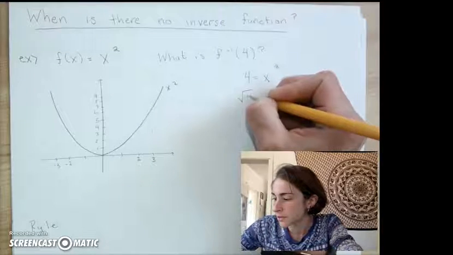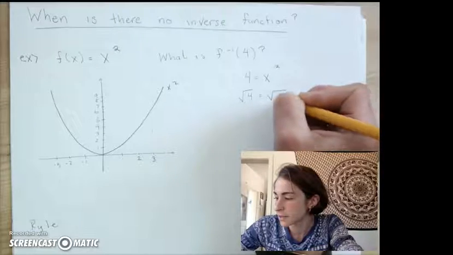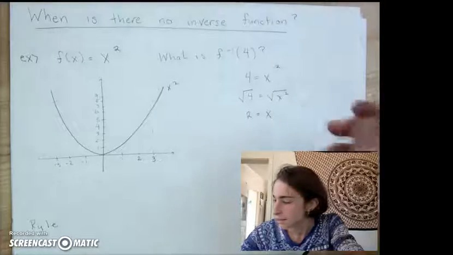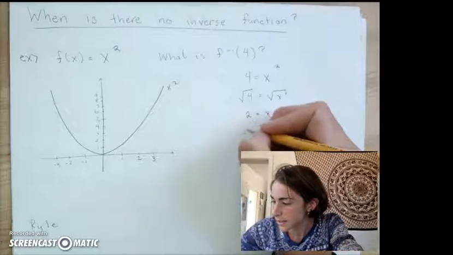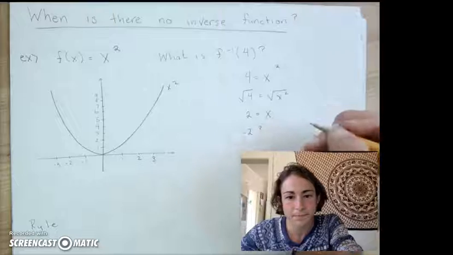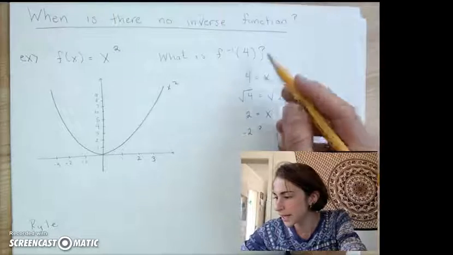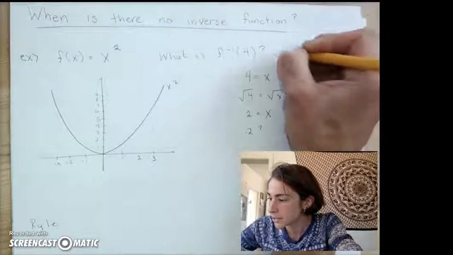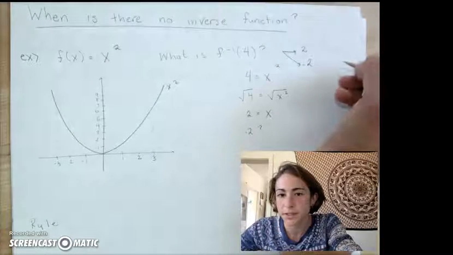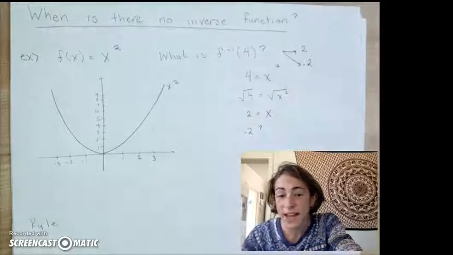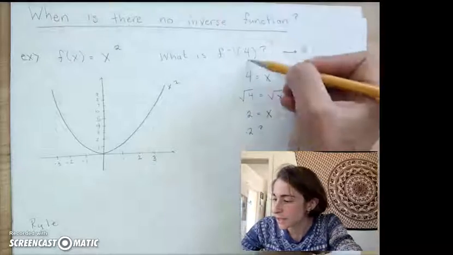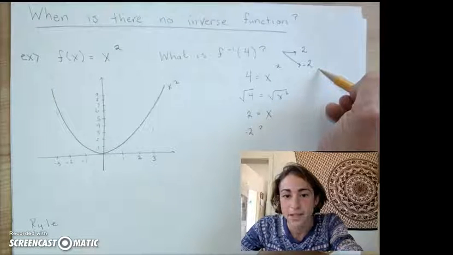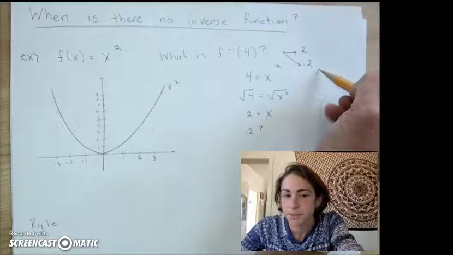So if I take the square root of 4 and the square root of x squared, I get 2 equals x, right? But doesn't negative 2 also work? It does. There are two answers. So f inverse of 4 seems like it could be 2 or it could be negative 2. And we know that that's not a function if we have an input and we get two outputs. So how do we correct this issue?